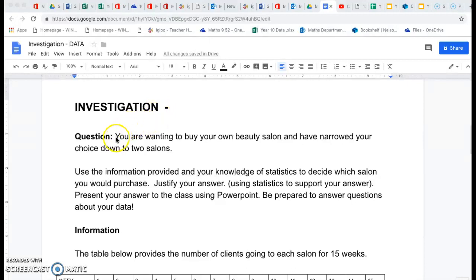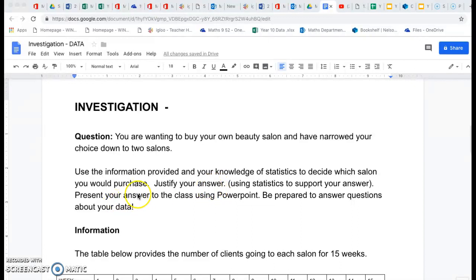But I had a friend contact me and she's been given the choice of buying 2 beauty salons. And she would like us to help her decide which one by using our statistics. So we need to provide her with some information about which one she should buy, but also we need to give reasons for the answer.